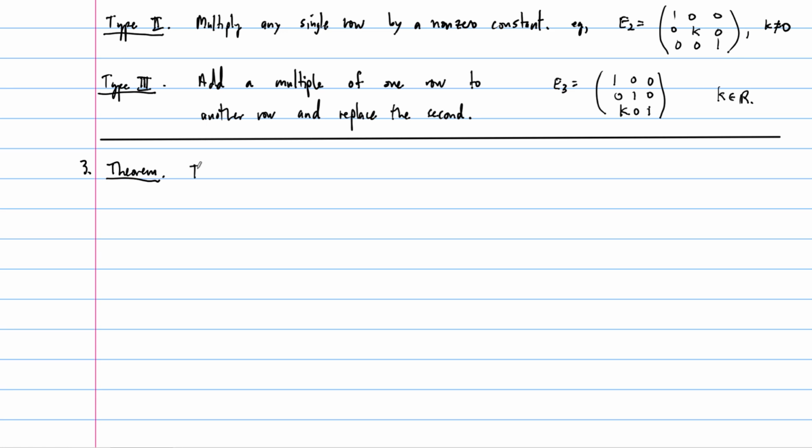So here is a fact about elementary matrices, in theorem form. If E is an elementary matrix, then its inverse exists. So E inverse exists. Therefore E is non-singular, right? And its inverse is an elementary matrix of the same type.